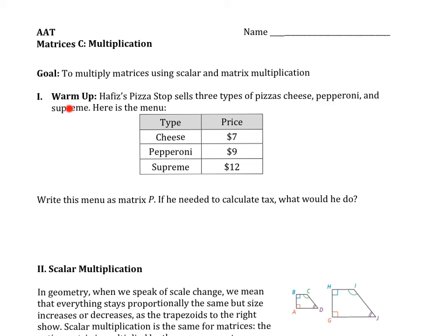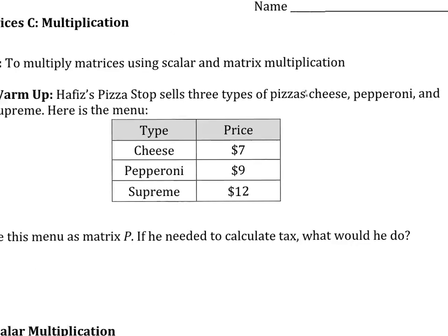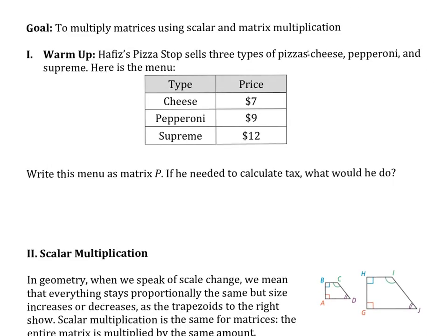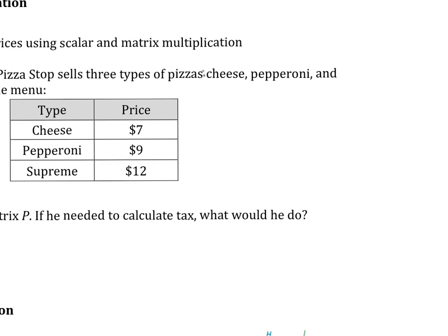So, by way of warm-up, Hafiz's Pizza Shop sells three types of pizzas: cheese, pepperoni, and supreme. And just so you know, there probably should be a colon right there. And here are the pizzas and the prices. So write this menu as matrix P. There's more space over here, so let me write it as matrix P.